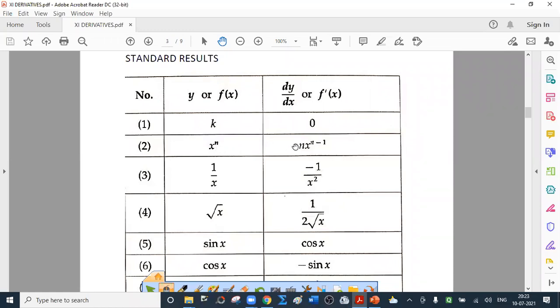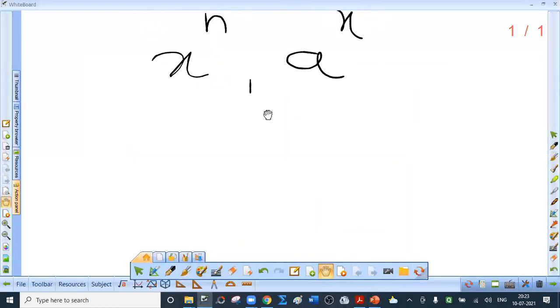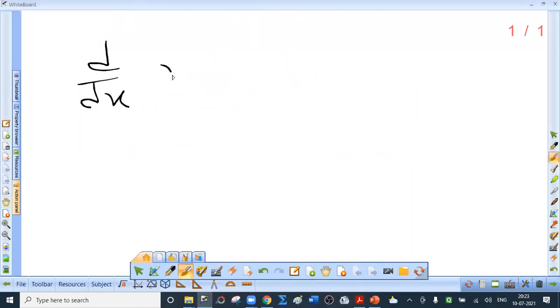How will you remember this? This is index into x raised to index minus 1. Let me explain. I'll write that. So d/dx of x raised to n is what? Index into x raised to index minus 1.